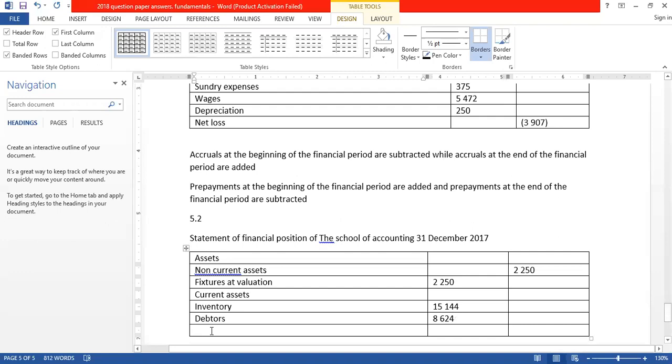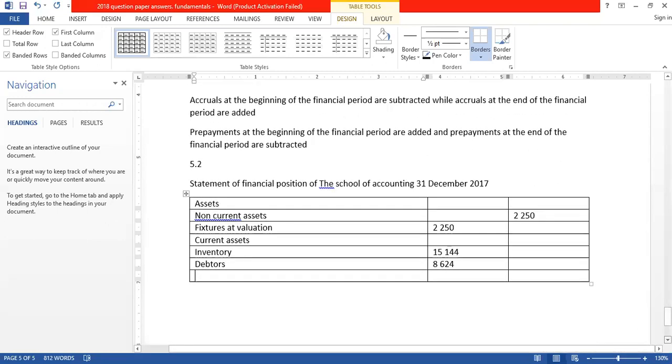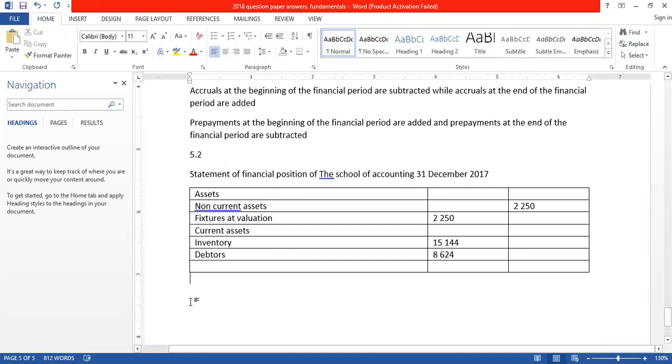Okay, and then from there, what other current assets do we have? When it comes to prepayments and accruals, I want you to take note of this. Prepayments and accruals is prepaid expenses and accrued income.